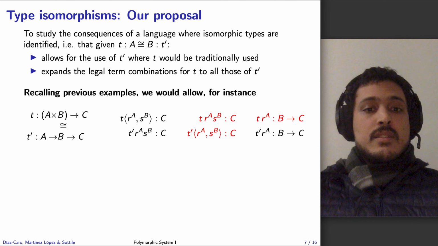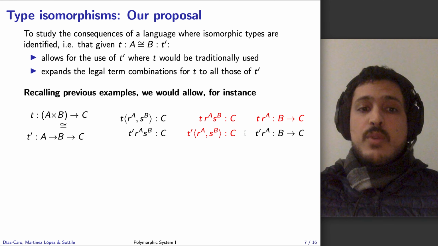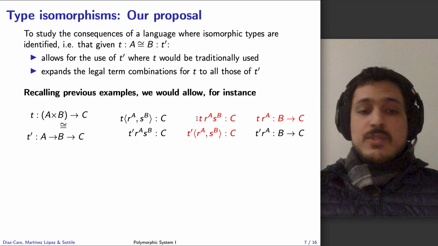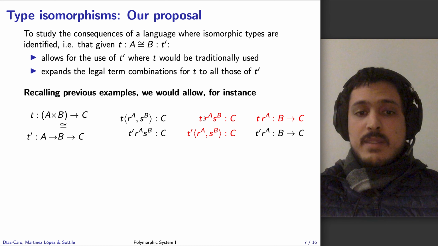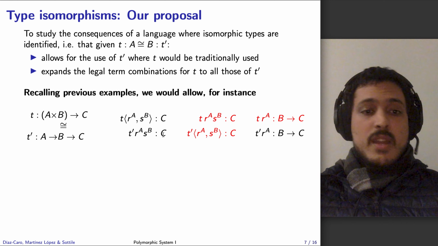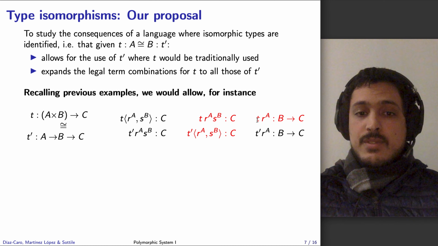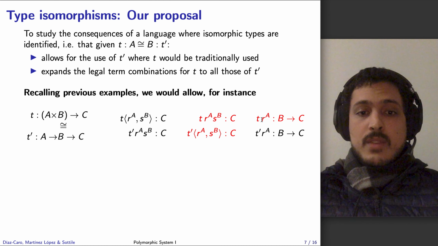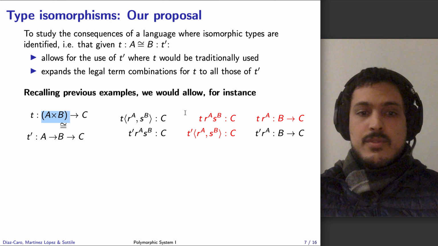So, for example, let's take the curry again. We have in black the previous examples, and in red what we want to be able to do. We want to take this function T, which expects a pair, and pass it two separate elements, and we want to pass to T prime, which expects two separate elements, this pair of elements. And we also want to apply T with one argument. This is a pair of two elements, and I want to give it just one element.